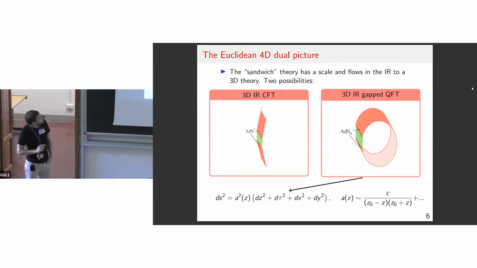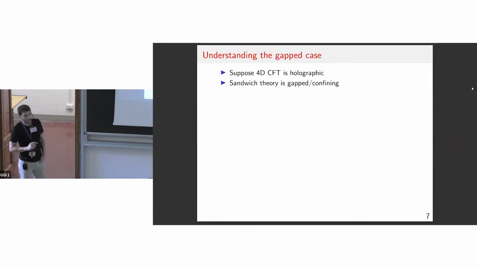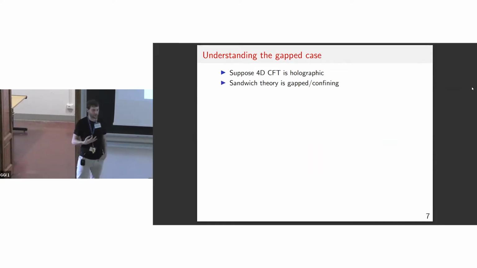Okay, just to get some more intuition about this gap case and why we should have a Euclidean wormhole, let's consider a specific case where the 4D degrees of freedom that we use to couple the two 3D theories are also holographic. So this means that we have a 5-dimensional bulk, and the 5-dimensional bulk will also have an end of the world brane, which corresponds to the dual of the 3D CFTs.